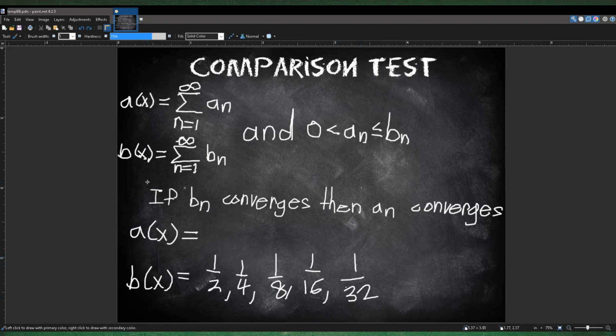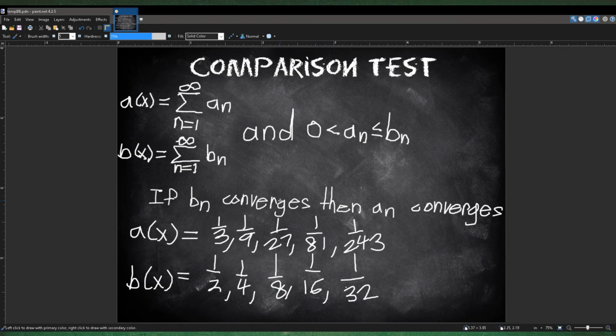So let's say a of x is a ratio of 1/3. So it's 1/3, 1/9, 1/27, 1/81, and 1 over 243. So 1/2 is greater than 1/3, 1/4 is greater than 1/9, 1/8 is greater than 1/27, 1/16 is greater than 1 over 81, and 1/32 is greater than 1/243. Each is greater than its respective counterpart in the sequence.